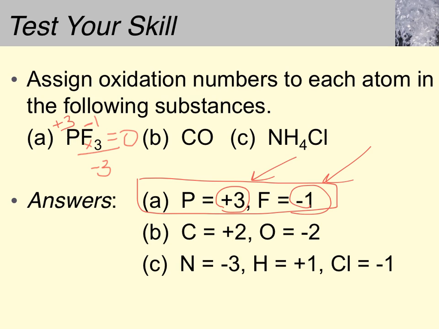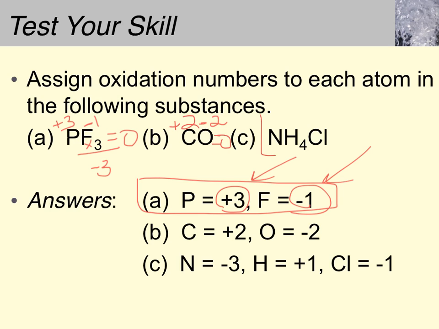All right, moving on to carbon monoxide. Use the rule that says oxygen has an oxidation number of -2. All right, so carbon, because this overall compound is neutral, must have an oxidation number of +2.